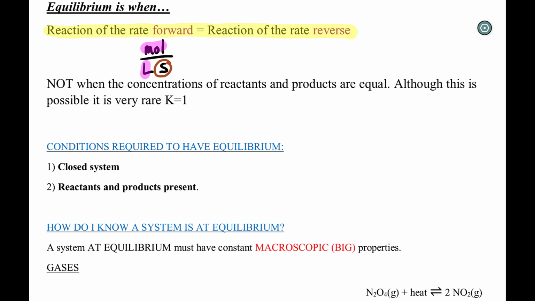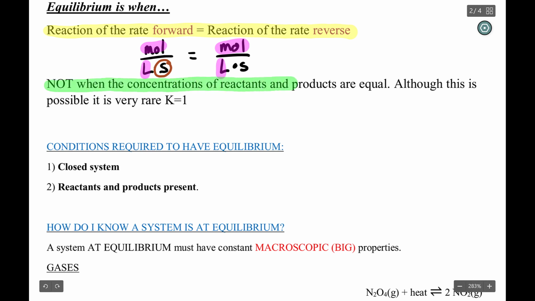And so when the reaction rate forward is equal to the reaction rate reverse, the moles of these substances per liter are changing per second at the same rate that their products are changing in terms of moles per liter for every second. That is the definition of equilibrium. The definition of equilibrium is not when the concentrations of the reactants and products are equal. It's not that we have 50% products, 50% reactants. That can happen, but it's super rare.